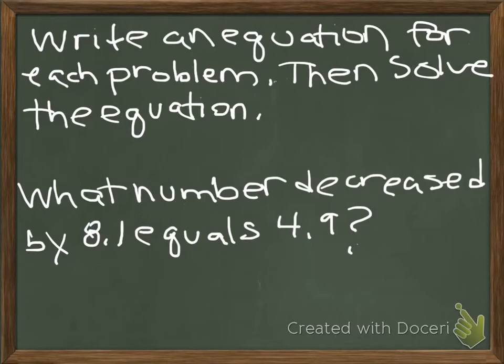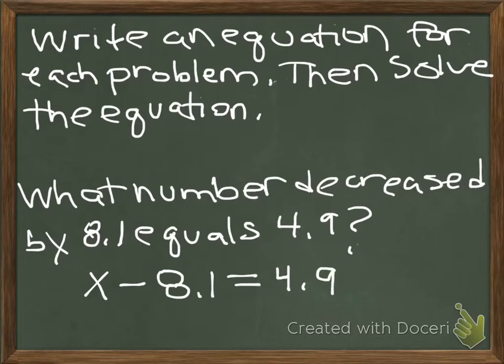Here we're going to write the equation and then solve the equation. So we need to think about what number decreased by 8.1 equals 4.9. So what number, that usually is going to be our variable. We could do x. Decreased by would be subtraction. So x minus 8.1. Then we have equals 4.9.